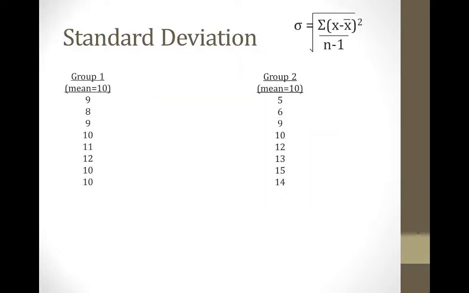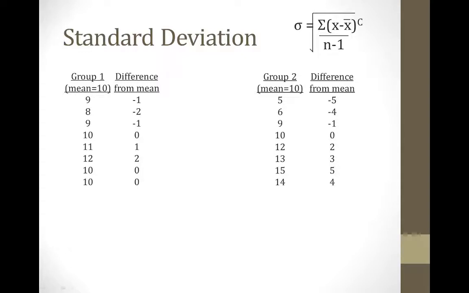So let me show you how you would do this for two different data sets. We've got group 1 over here represented by these numbers, and the mean of all those numbers is 10. And then we've got group 2 over here represented by these numbers. The first thing we're going to do is determine the difference from the mean of 10 for each number. So 9, for example, is -1 from that mean, and 12, for example, is +2 away from that mean. We're going to do the same thing over here for group 2, and so we get a collection of numbers that represent the difference of each data point from the mean.